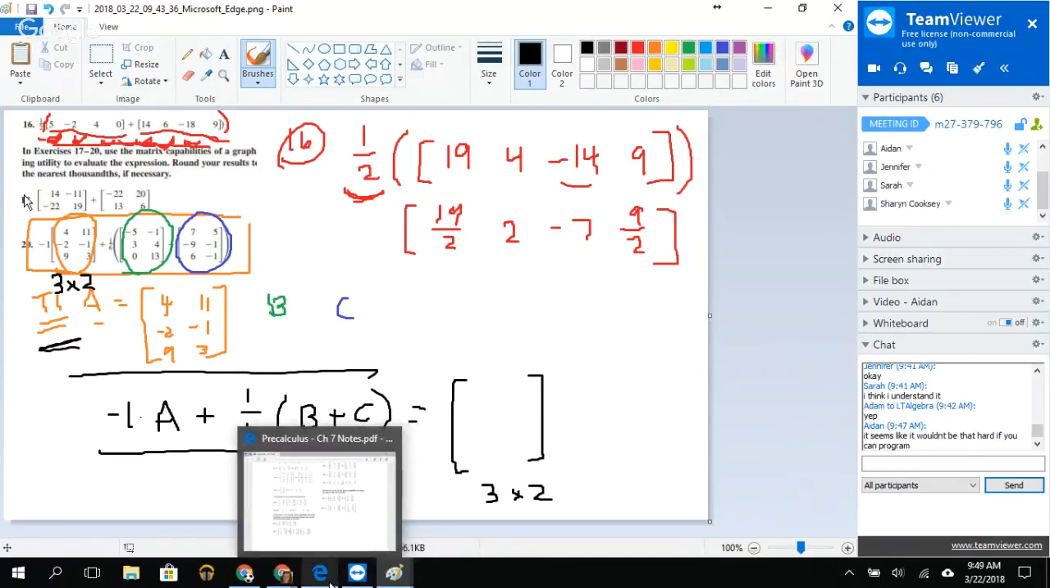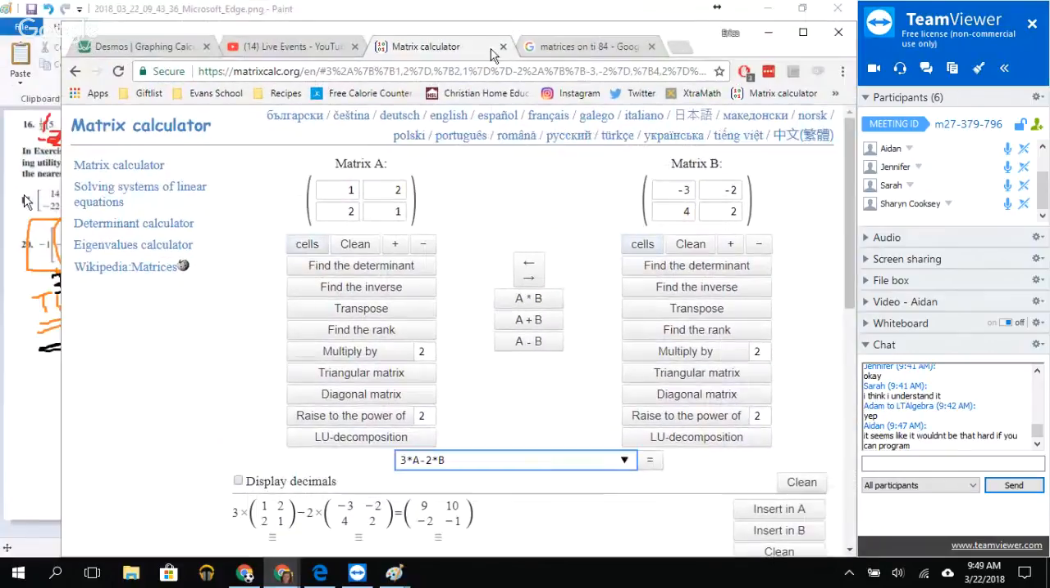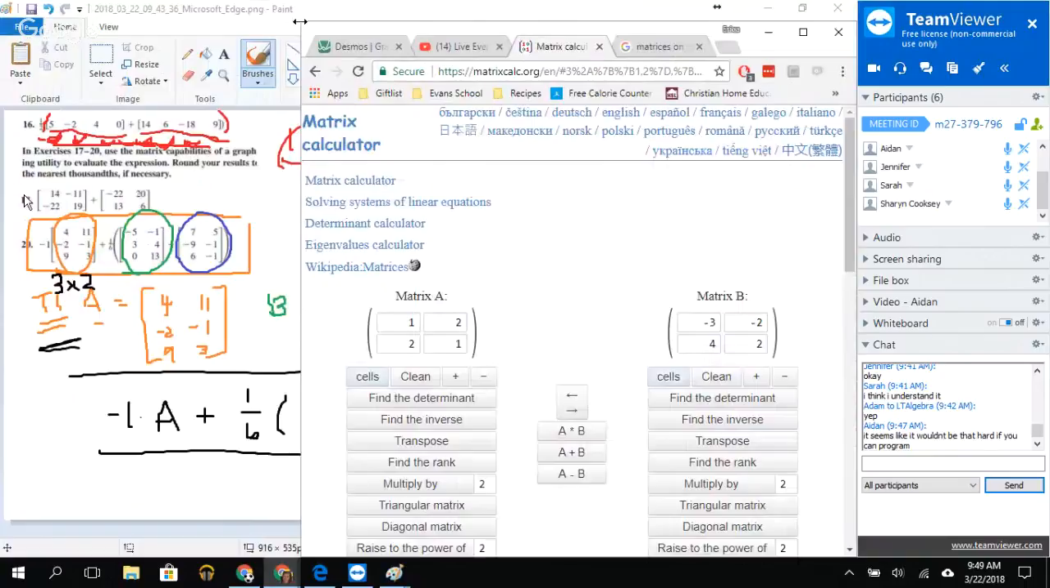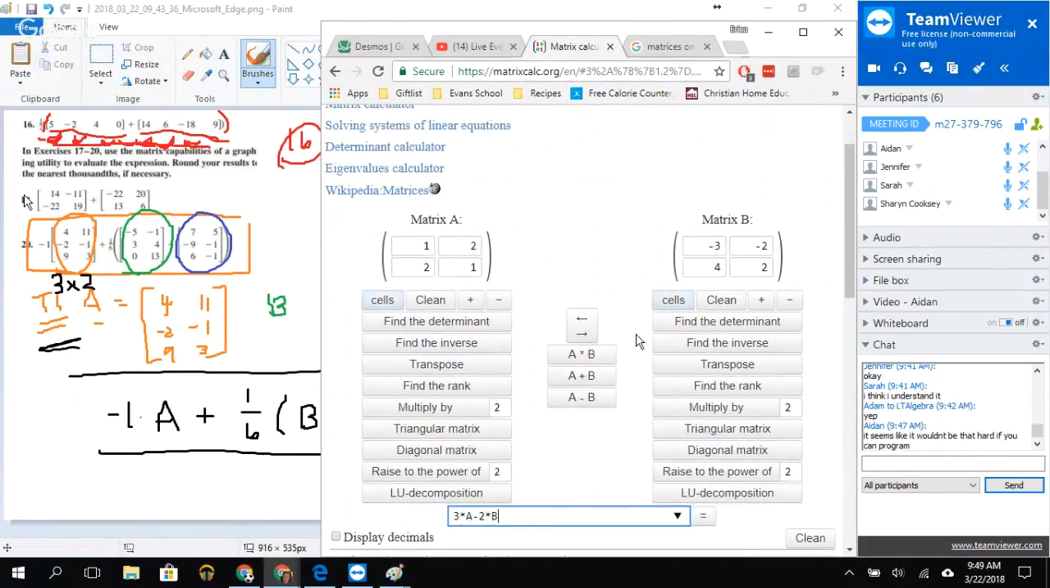The limitation of at least the matrix calculator that I use, and maybe there's another one out there, or maybe Desmos will finally figure out how to do it, is you'll notice there is only 2 matrices. So you're going to have to be a little bit more creative when you do it. You can't assign all 3 matrices and then put the equation in. So what you would have to do is call the green and the blue matrix A and matrix B. So let's just do it really fast.